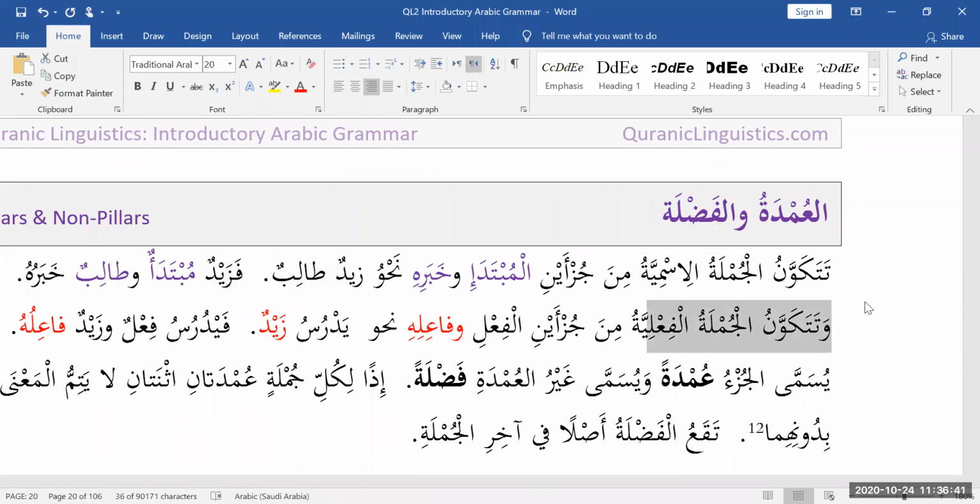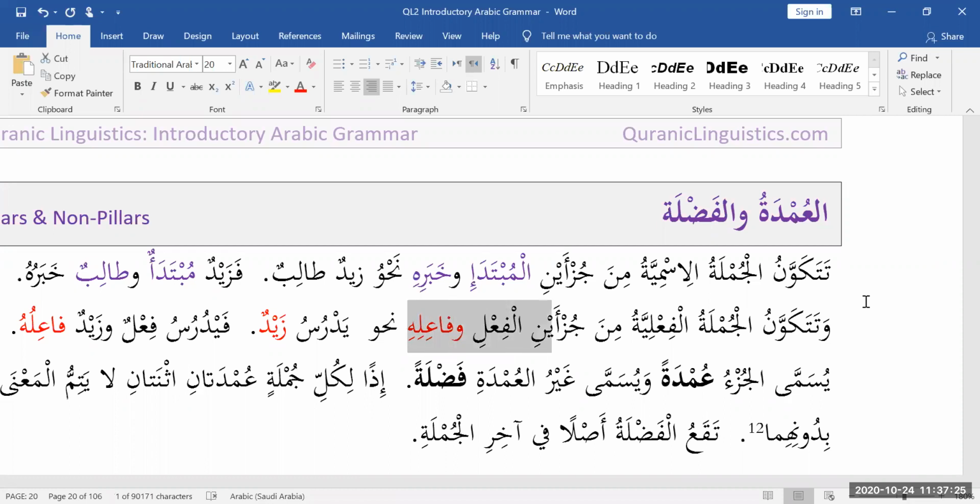وَتَتَكَوَّنُ الْجُمْلَةُ الْفِعْلِيَّةُ. On the other hand, a verbal sentence. So in Arabic, we have two types of sentences, ismiya and fi'liya. Ismiya is made up of مُبْتَدَى خَبَرٍ, and fi'liya is made up of مِنْ جُزْئَيْنِ, also two parts. الْفِعْل, the verb, وَفَاعِلِهِ, and its doer in that specific order. It has to be fi'l and then doer. And we learned that in level one, very clearly it was spelled out, and we practiced and we took quizzes, that the fi'l comes first, then the fa'il of the fi'l comes.